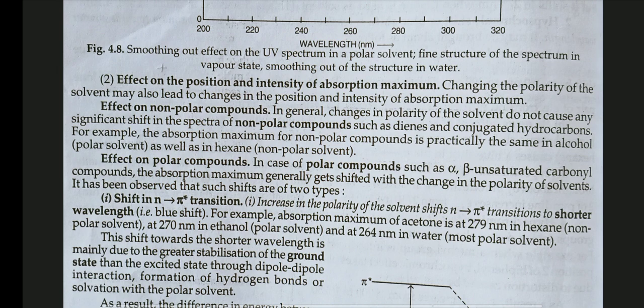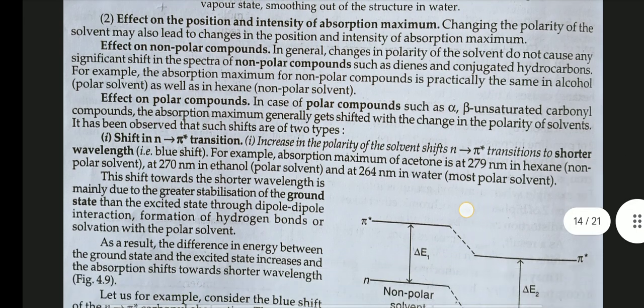Effect on polar compounds. In case of polar compounds such as alpha beta unsaturated carbonyl compounds, the absorption maximum generally gets shifted with the change in the polarity of solvent. It has been observed that such shifts are of two types. Shift in n to pi star transition: with increase in the polarity of solvent, n to pi star transition shifts to shorter wavelength, that is blue shift. For example, absorption maximum of acetone is 279 nanometer in hexane, 270 nanometer in ethanol and 264 nanometer in water.